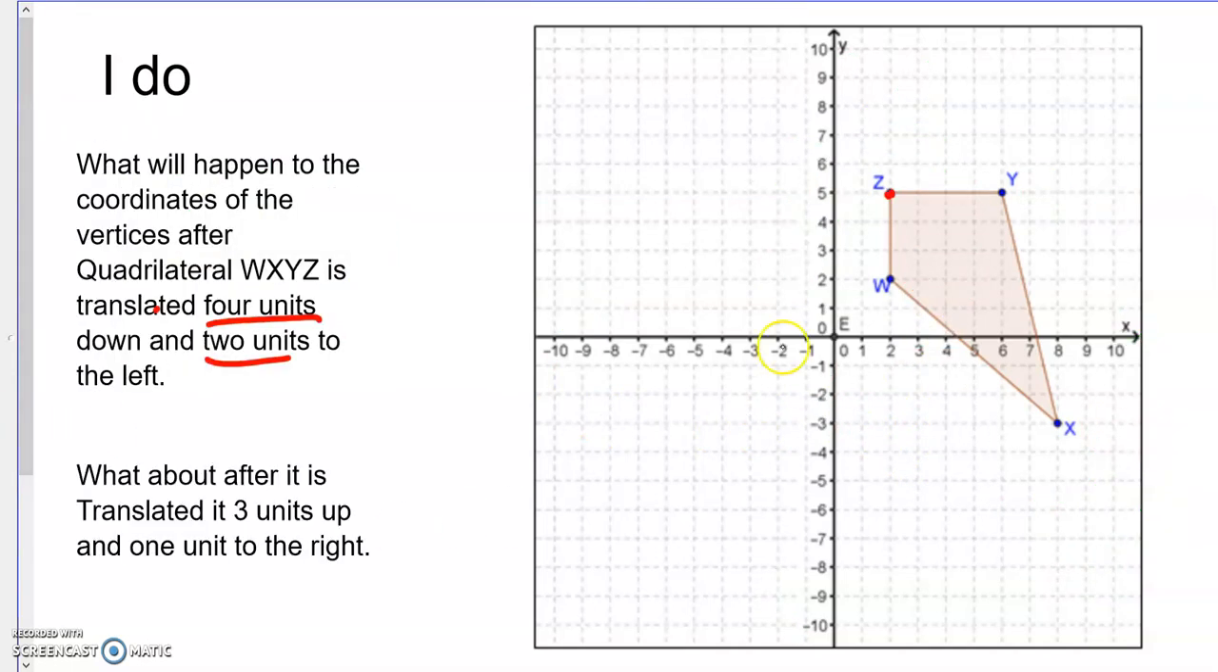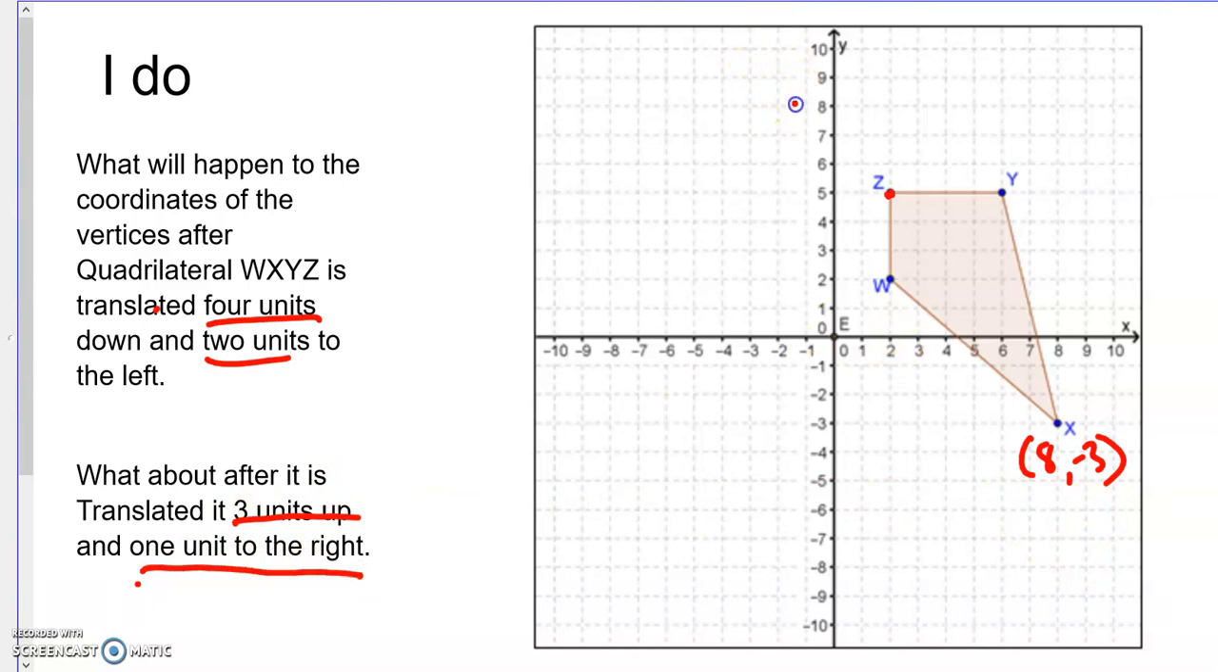So if I go to the next slide, we also yesterday translated it up and to the right. Same thing will happen again there. So I'm going to do that translation real quick. Actually, I would go one point at a time. It might be easier to see it if I don't draw the whole figure first. So let's start with x. X's original coordinates are 8, -3. So watch carefully what happens when I do 3 units up and 1 unit to the right.